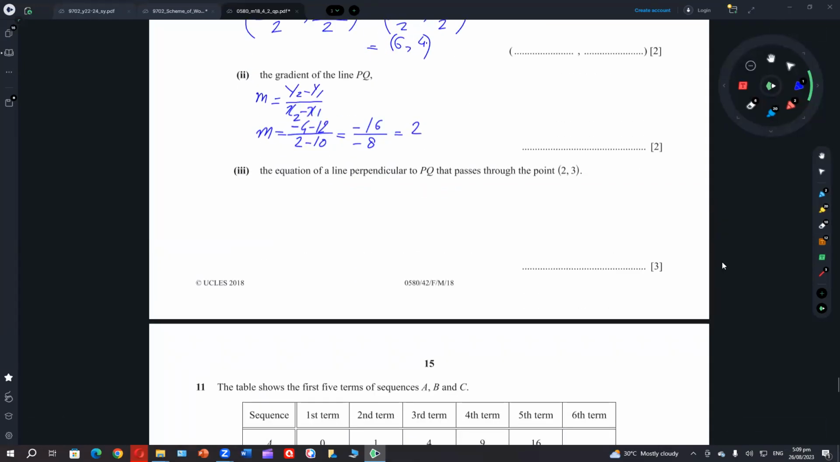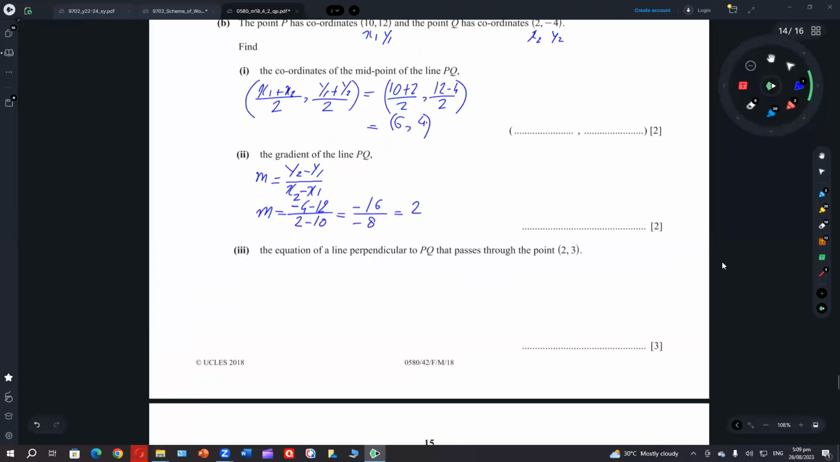The equation of a line perpendicular to PQ that passes through the point 2, 3. Remember this concept we discussed in our previous class, that gradient is taken as -1/m when you are dealing with perpendicular. Okay, so I'm getting 2 in part 2. What are you getting? Yes, 2. So the new gradient will be -1/2.